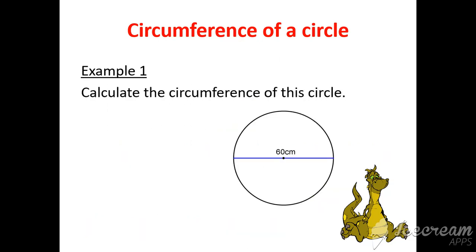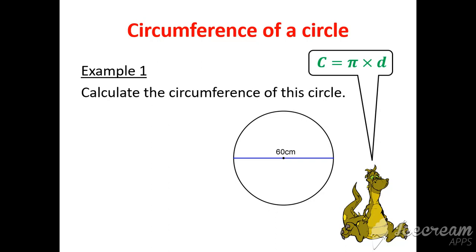Right, so we're going to use that number pi and the diameter and times them to get the circumference. So let's get into example one, show you how to do this. Calculate the circumference of the circle. So we've got the diameter of 60. We know the circumference is equal to that number pi times the diameter.